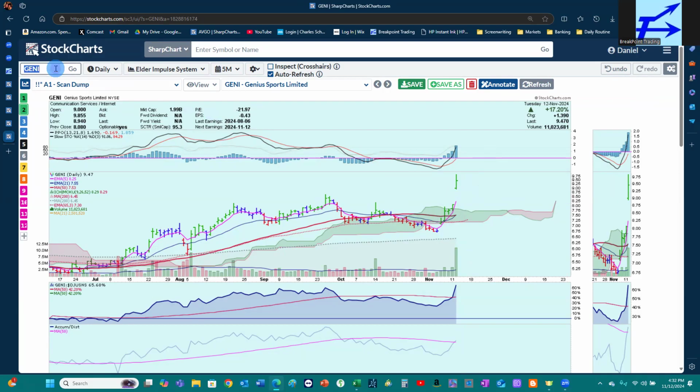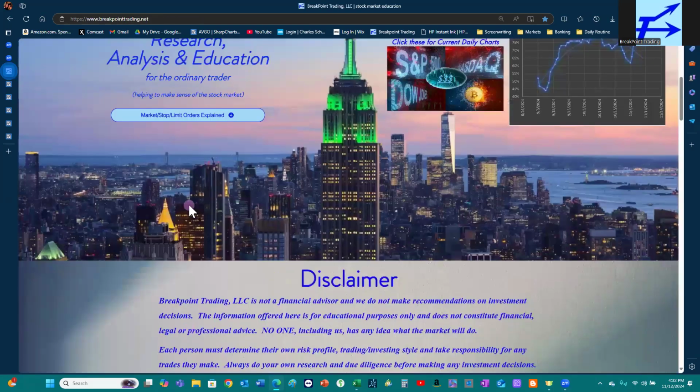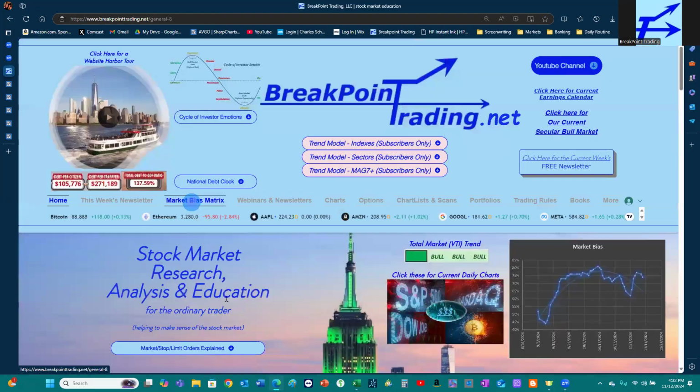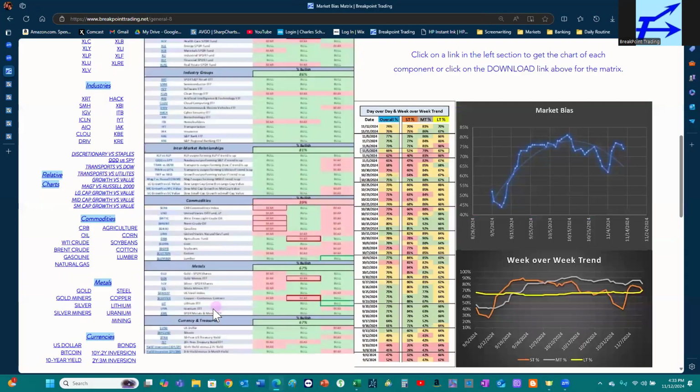All right, the other one is gold. Let me take a look again at the market bias matrix, because gold is on this matrix. It's down here under the metals. And you can see gold and gold miners both have bearish signals.